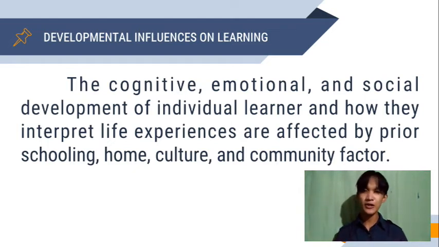As I read, learners interpret their life experiences, and their development in cognitive, emotional, and social areas is affected by schooling, home, culture, and community. These factors have a big impact while growing a child. Children are influenced by this, and it somehow affects how they explain, share, or interpret their own life, and more often, it will also affect their cognitive, emotional, and social development.